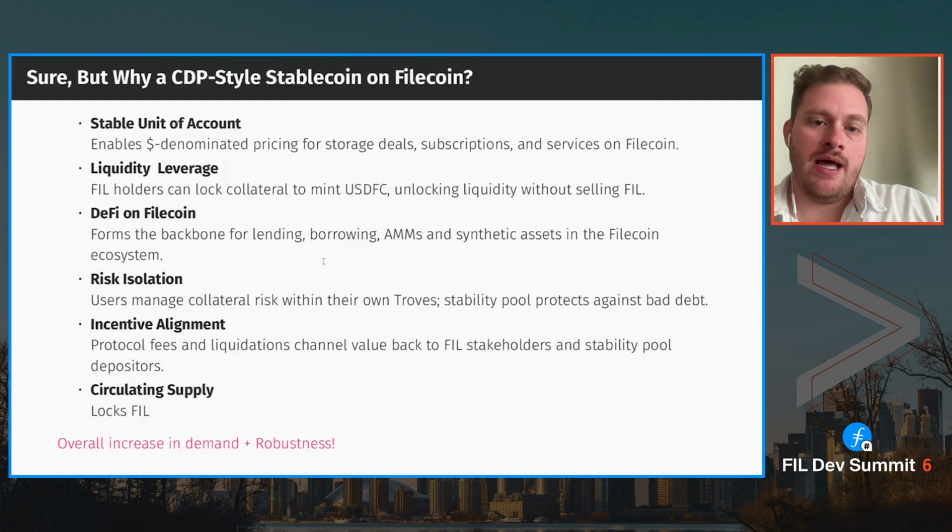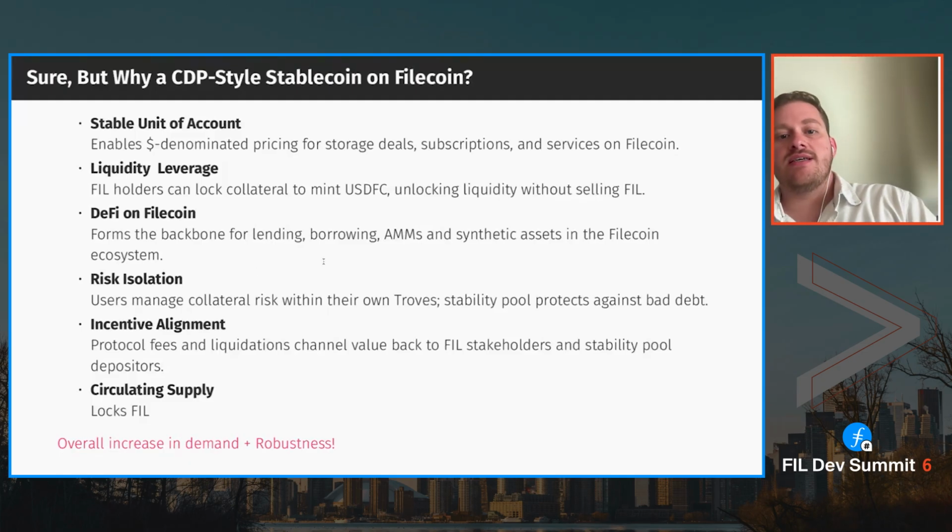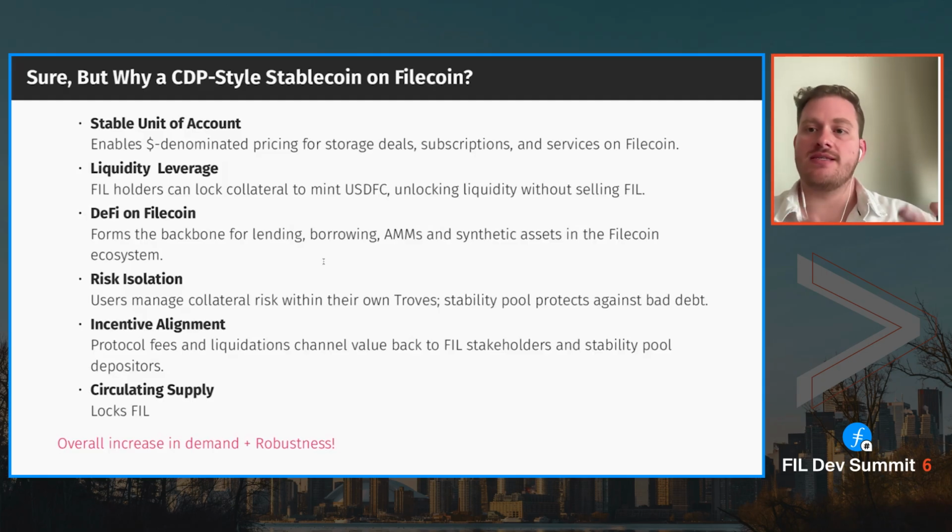And if FIL is worth a lot afterwards, hopefully, then that's pretty good because you didn't have to sell it. A third advantage of this is that it empowers DeFi on Falcon, right? And that brings more use cases. And as Juan was just showing, this increases the overall value of money, right? Because with a stablecoin, you can underpin lending, borrowing, AMMs, synthetic assets in an economy.